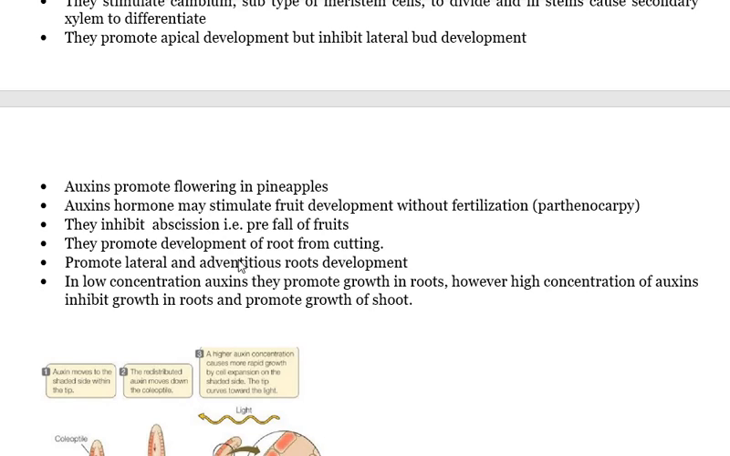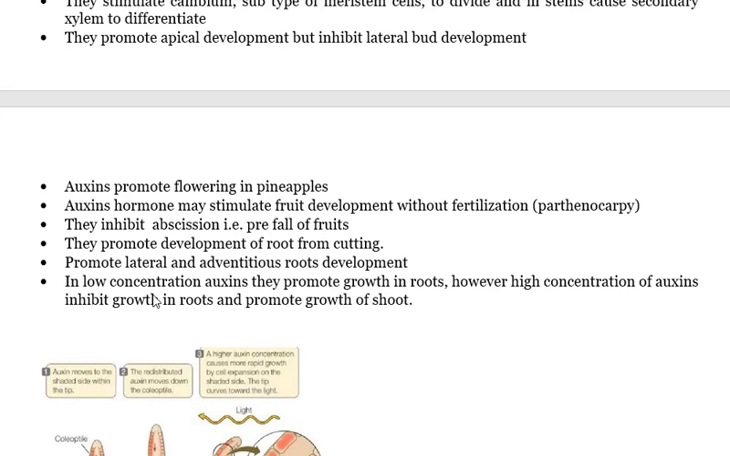Concentration of auxins which tend to stimulate shoot development inhibits root development, and this is the last point here. In low concentration, auxins promote growth in roots. However, higher concentration of auxins inhibit growth in roots and promote growth of shoots.